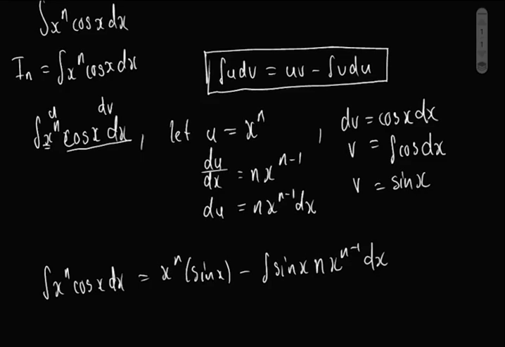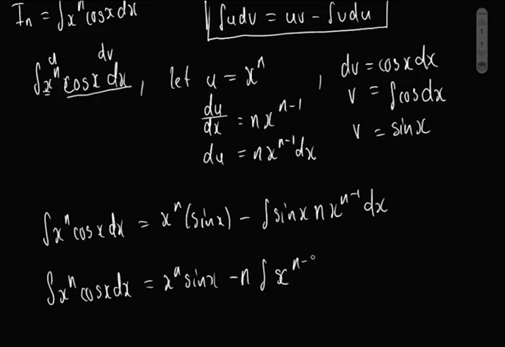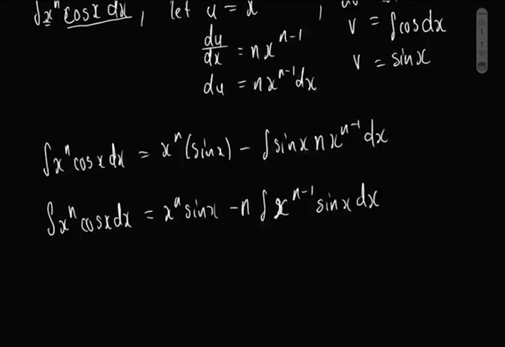Okay, and what are we going to do now? Well, we can tidy it up. We can say the integral of x^n cos x dx is equal to x^n sin x minus, we take out this n, so minus n times the integral of x^(n-1) sin x dx, okay?